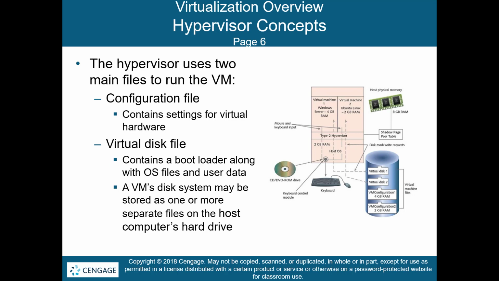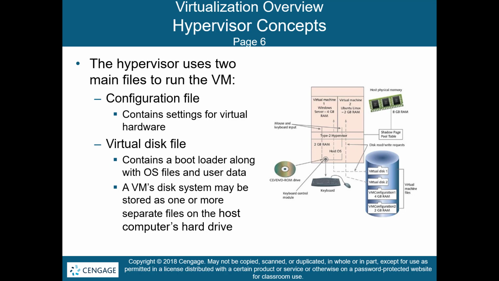Figure 1.2 on page 6 shows how hypervisors use two main files to run the virtual machine. One is a configuration file. Each virtual machine has a configuration file that contains settings for that virtual machine's hardware, like how much RAM it's going to have, number of CPUs, hard drive space, etc. That is all stored there as shown in this diagram.